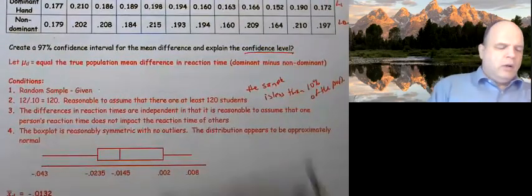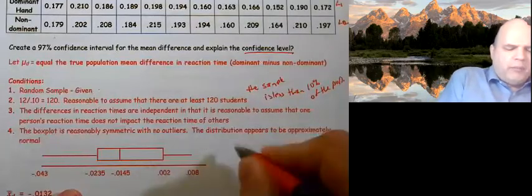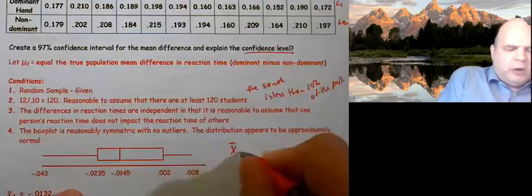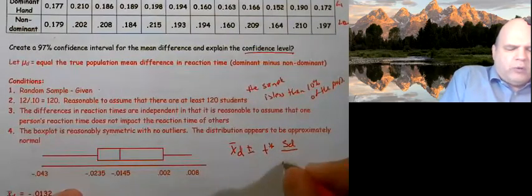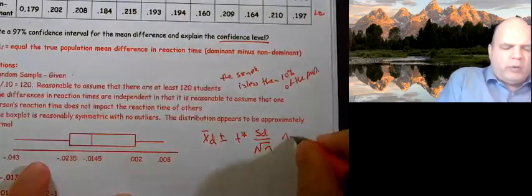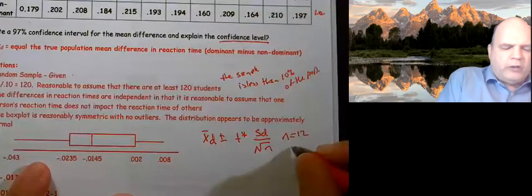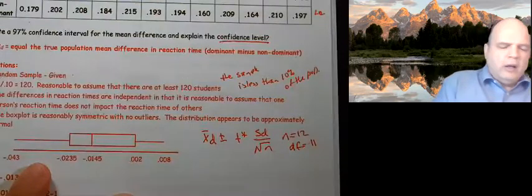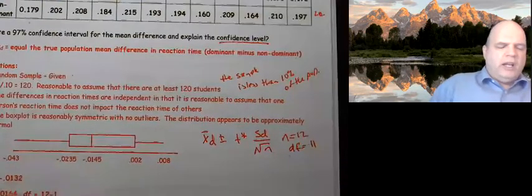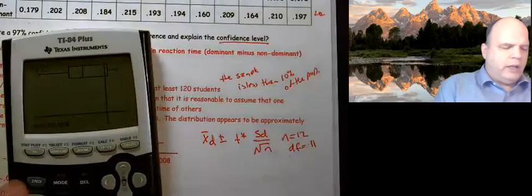All right. Well, the formula is going to be x bar d plus or minus t star times sd over the square root of n. Well, we know n is going to be 12 because we have 12 pairs. That also means our degrees of freedom is going to be, in this case, 11. And we need to get x bar d and sd.